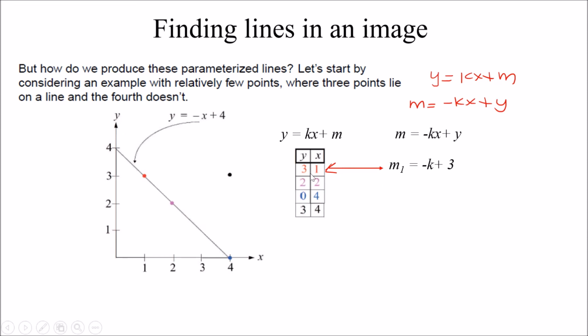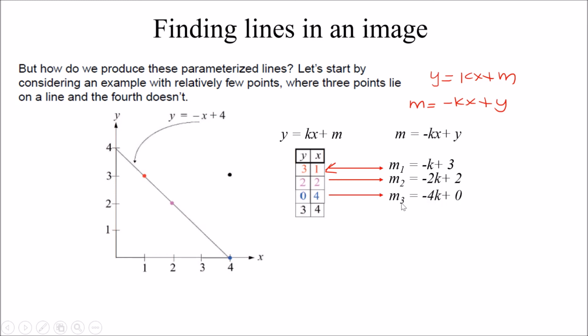For the first one, m1 equal to negative k plus 3. So y equal to 3 here, and x equal to 1. So the equation of line for the first point is m equal to negative k plus 3. For the second point, x equal to 2, y equal to 2. So we just put it here, and you have m2 equal to negative 2k plus 2.